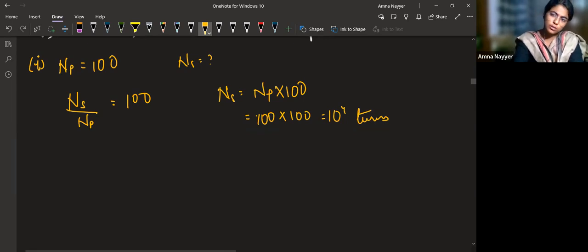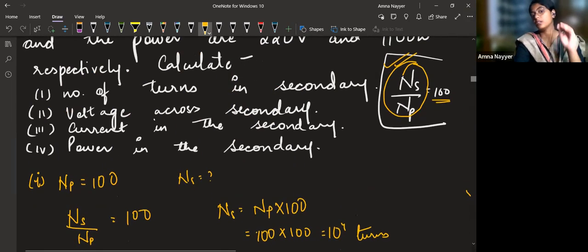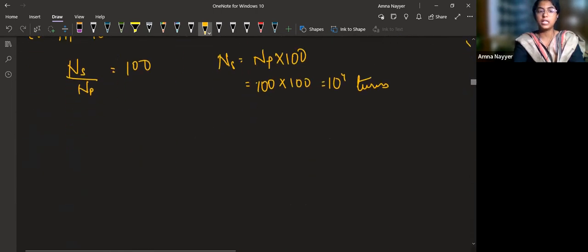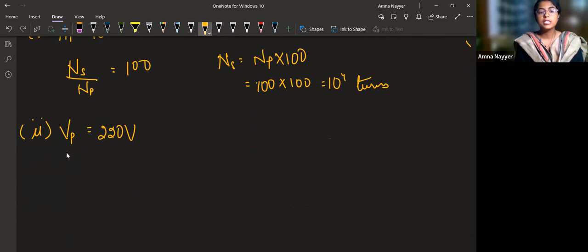Fine. These parts are easy. The numericals and transformers are easy only. Wherever you're not able to understand any part, just stop me then and there. Let me know whichever part is not understood. Voltage across secondary. Voltage across primary is given in the question as 220 volt.